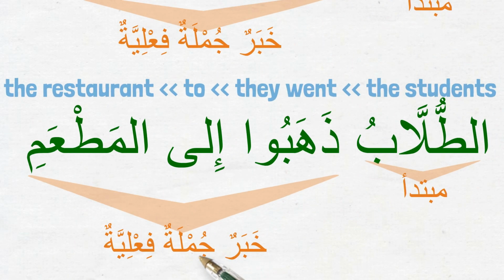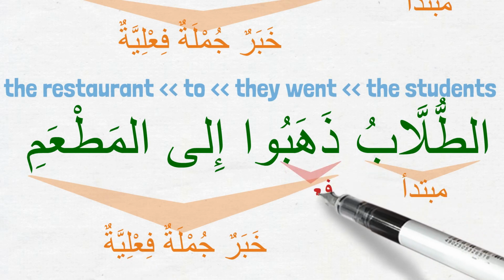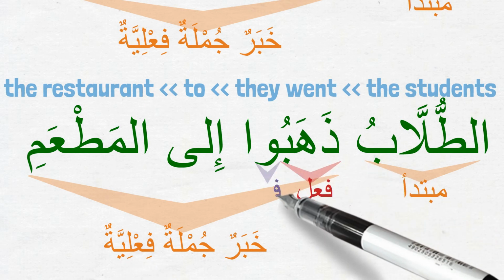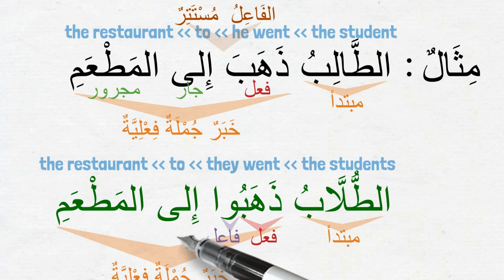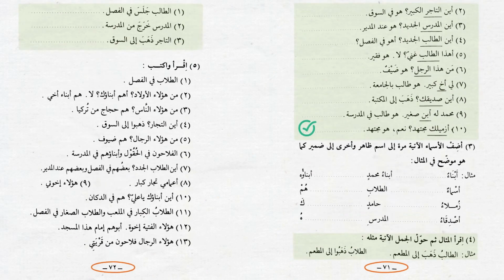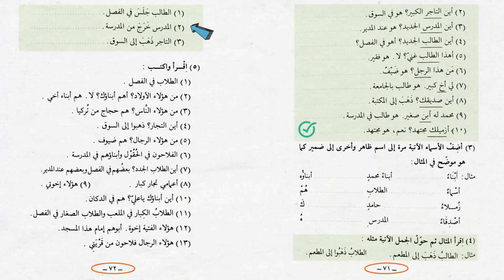In this fi'aliyya sentence of the khabar, ذهبوا is the fi'al and fa'il combined. The fa'il is al-waw. إلى المطعم is the jar wa majrur. So we are given three jumla of the same structure with singular mubtada. And we need to convert them to the plural forms as shown in the mithal.